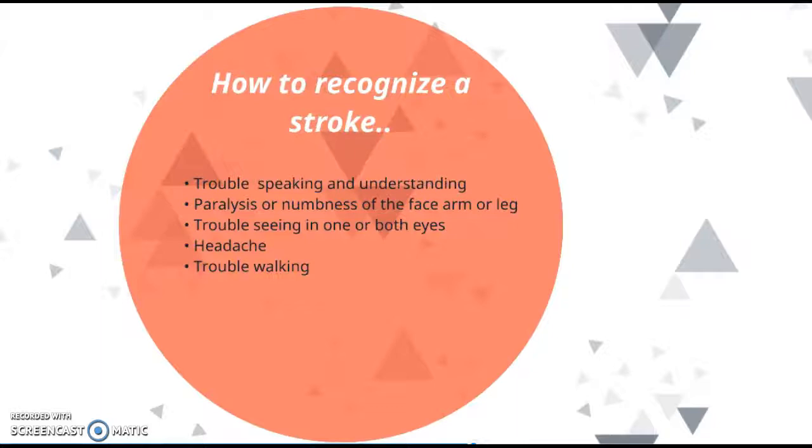If you're having sudden numbness on one side of the body, try raising both arms overhead at the same time. One arm should fall. Also try smiling, and if one side of your face seems droopy, a stroke could be occurring as well. The third is trouble seeing in one or both eyes, such as sudden blurred, blackened, or double vision. The fourth are headaches accompanied with vomiting, dizziness, or altered consciousness. And the last is trouble walking, evident by stumbling, loss of balance, or coordination.